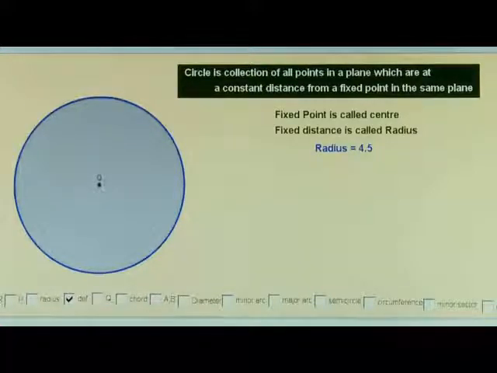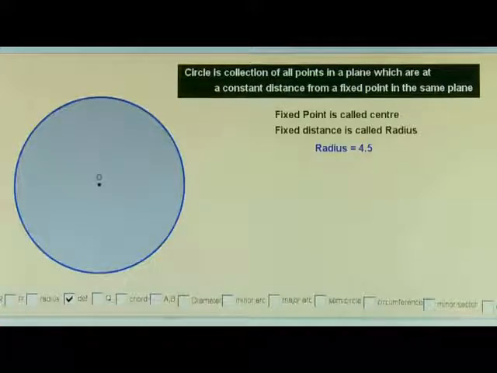Now see this portion, this colored portion is known as the interior of the circle. The outside is the exterior of the circle, and this place is known as on the circle.